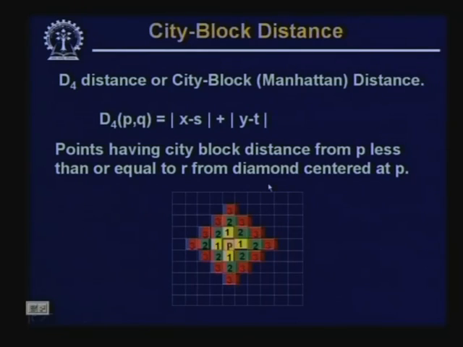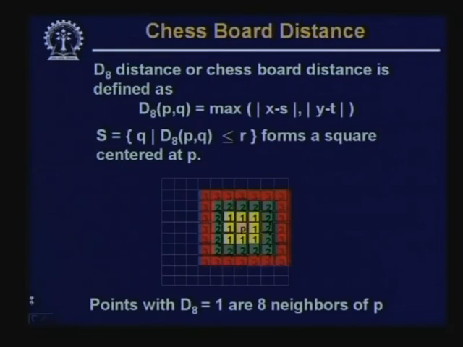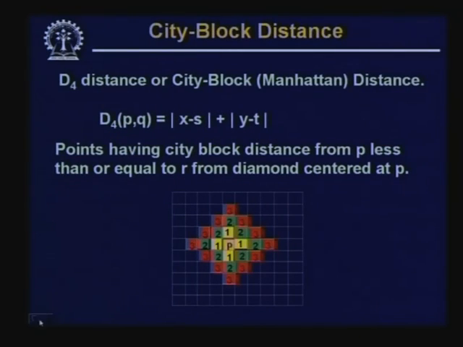And here you find that the points having a city block distance from point P less than or equal to some value r will form a diamond centered at point P, which is quite obvious from here. If P is the point at the center, then all the points having city block distance 1 are just the 4 neighbors of the point P. Similarly, all the points having city block distance equal to 2 are the points where the distance in the horizontal direction plus the distance in the vertical direction becomes equal to 2, and the set of all these points simply forms a diamond of radius 2, and similarly other points at distances 3, 4 and so on.